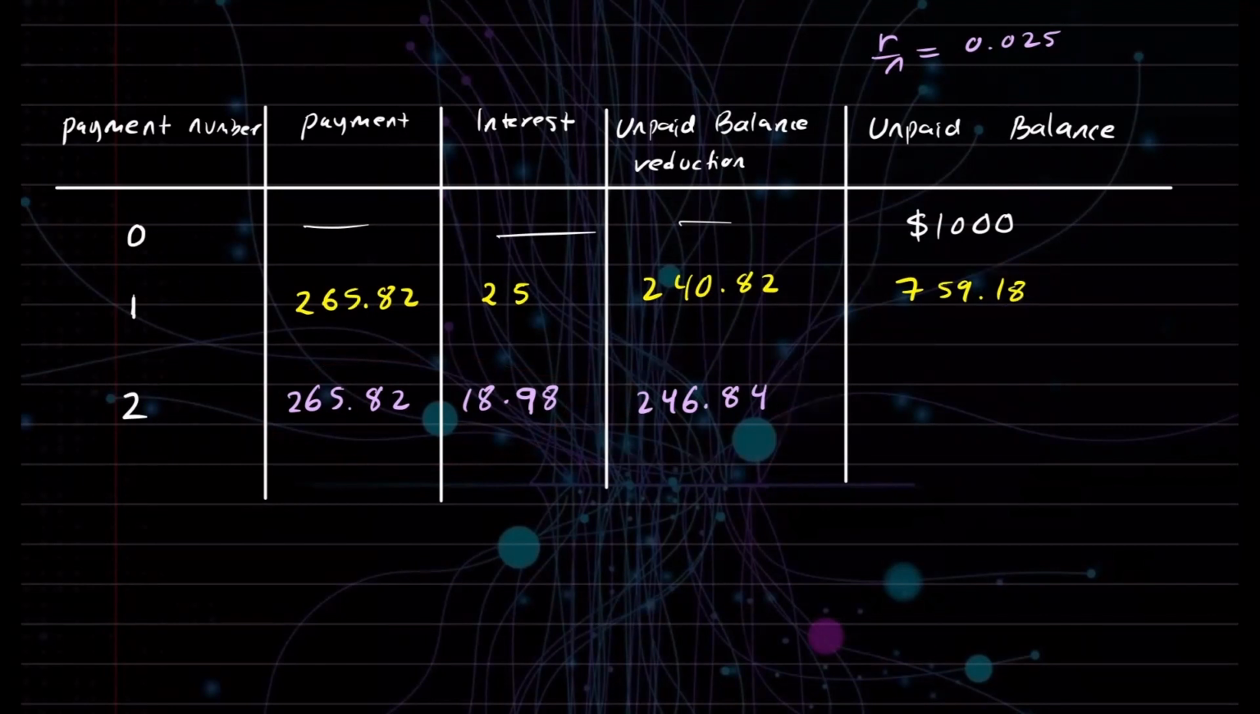And now your unpaid balance would be to do subtraction between these two numbers. And that tells you how much is now your unpaid balance after the second payment has been made. So 759.18 minus 246.84. So I get 512.34. And then we calculate the next payment.